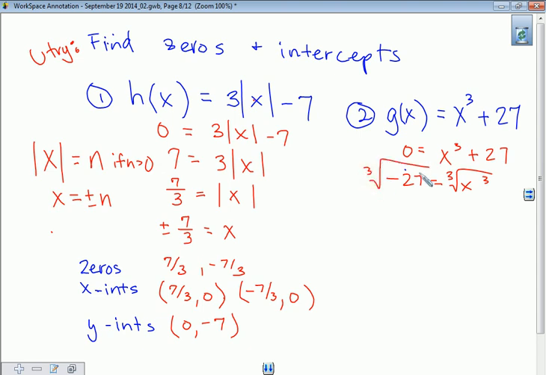So you're asking yourself, what number times itself 3 times is negative 27? Negative 3. Because negative 3 times negative 3 times negative 3 makes negative 27. So there is only one answer. We can take odd roots of negative numbers. We just can't take even roots of negative numbers and get out a real number.